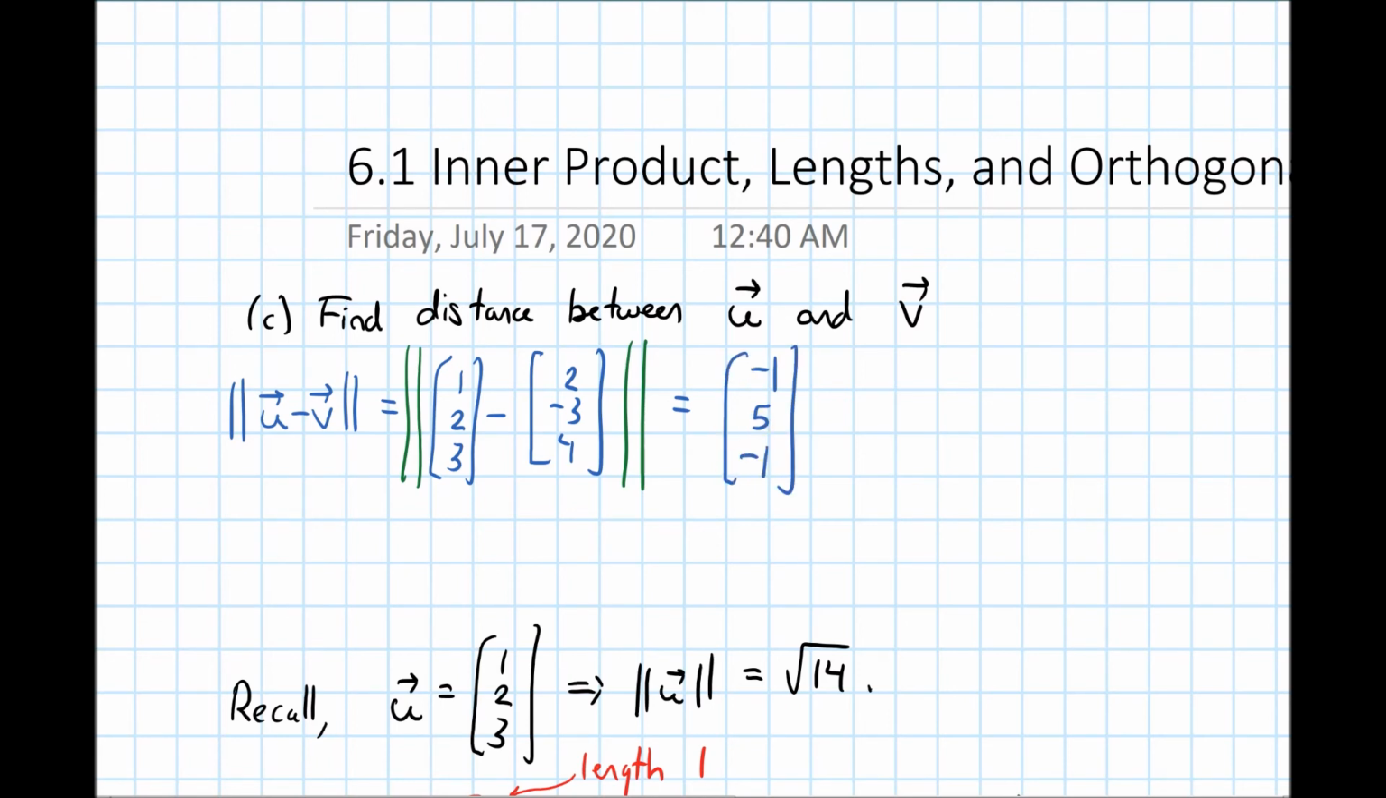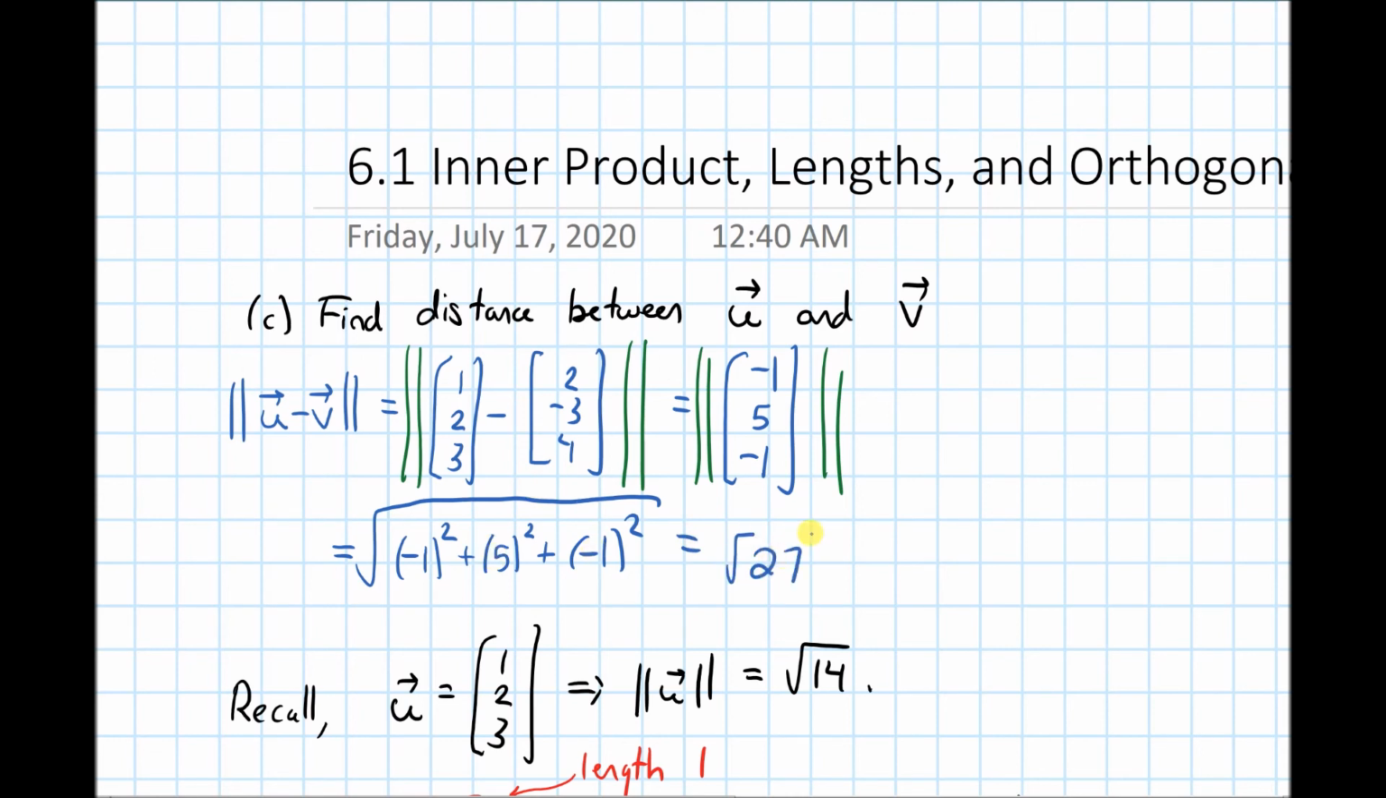And then we want to take the length of that, so the length of this vector. Using our formula for the length, we'll get negative 1 squared plus 5 squared plus negative 1 squared, and then we square root that. So this will be 1 plus 25 plus 1, which is 27, square rooted. And that's the distance between u and v.